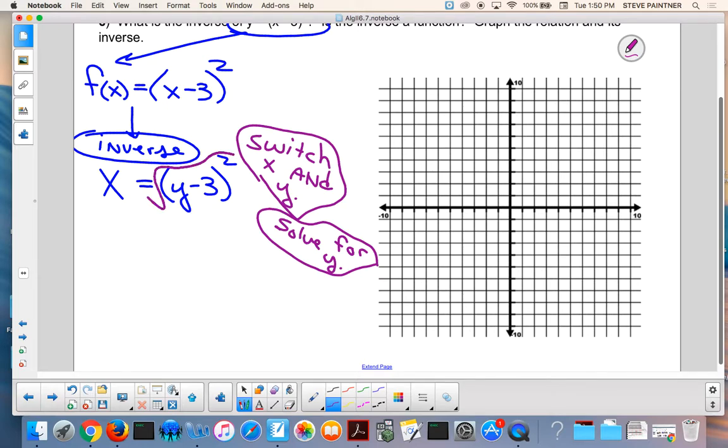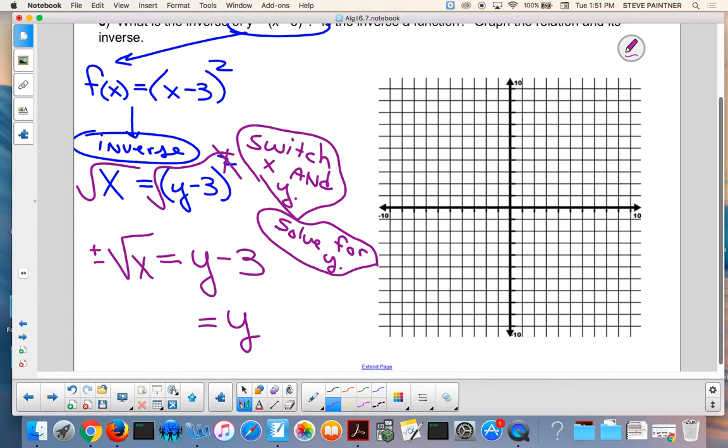Take the square root of this side. Take the square root of this side. The square root will knock out the square. All you have is y minus 3. Equals what? Plus or minus the square root of x. Thank you. Had a feeling we were going to forget that. Plus or minus the square root of x. One more thing. Just do what? Add 3 to both sides. If you add 3 to both sides, you get y equals.